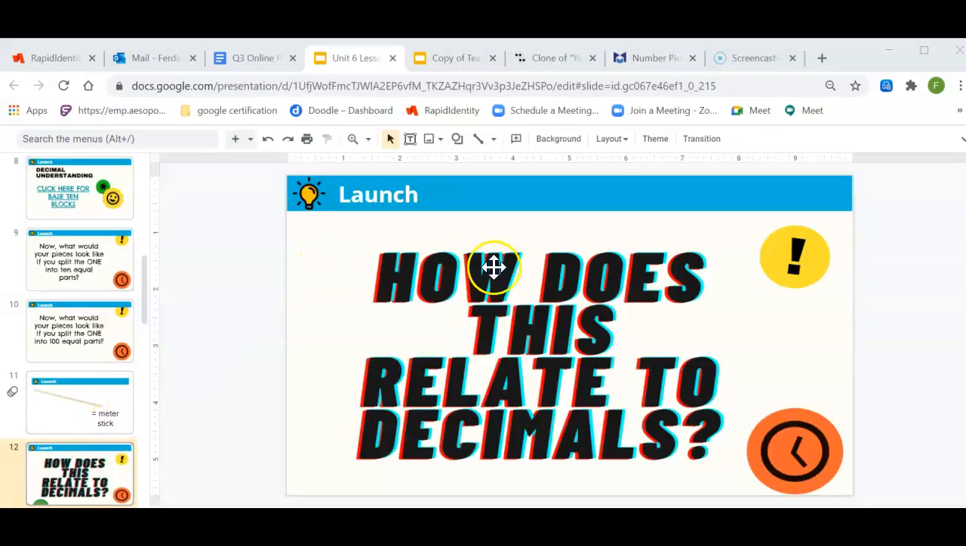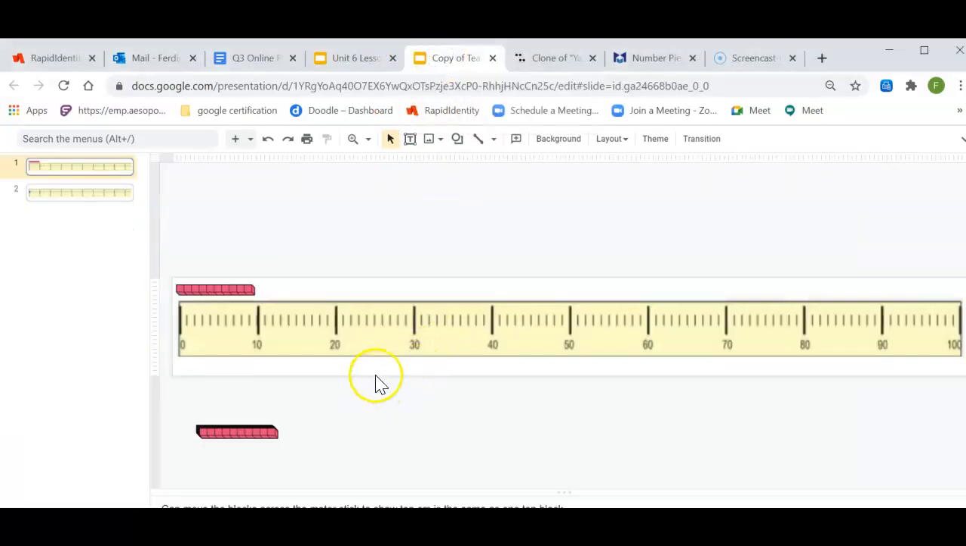All right, so on our next slide, how does this relate to decimals? Let's take a look at our meter stick, guys. And right here, I've got one rod, which represents 10 units. And if you'll see, it is the exact same size. So one rod is the same as 10 centimeters. So one rod here is the same as 10 centimeters on our meter stick.